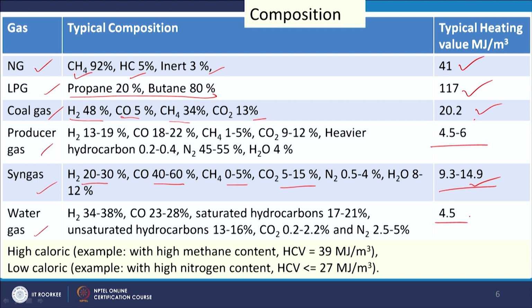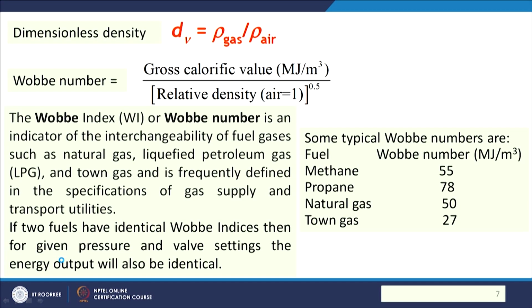So, to be an energy candidate, obviously the heating value is very important, and we see that LPG has the highest heating value among the others, followed by natural gas. Which one has higher heating value and which one lower, that demarcation has been made by this: we can consider it high calorific when the heating value is 39 megajoule per meter cube or more, and when it is less than 27 megajoule per meter cube, it is considered as low calorific value containing gas.